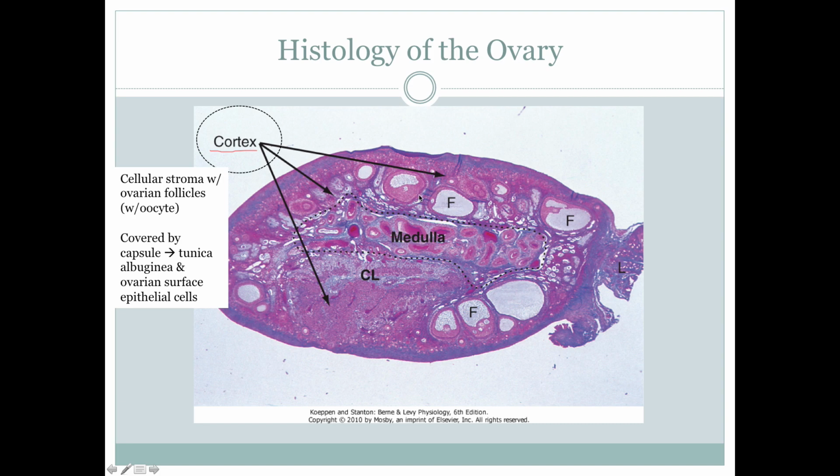So follicles are these things that are going to pop up when there is an endocrine message to do so, and they mature, and there's a couple of them that develop at a time, and the one that wins, the one that gets the biggest, will be ovulated. All right, so this ovary is covered by a capsule, so a fibrous capsule. The tunica albuginea and ovarian surface epithelial cells make up this cortical region.